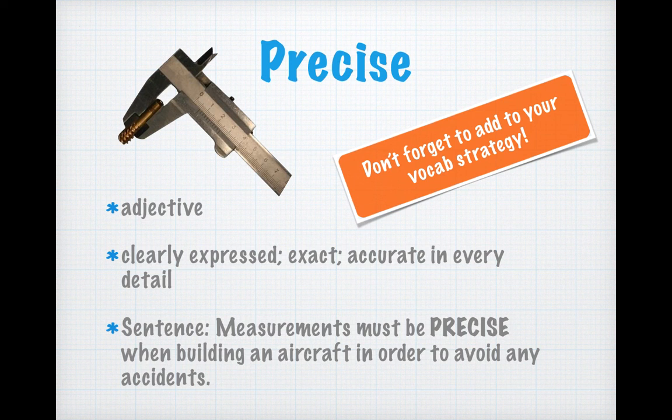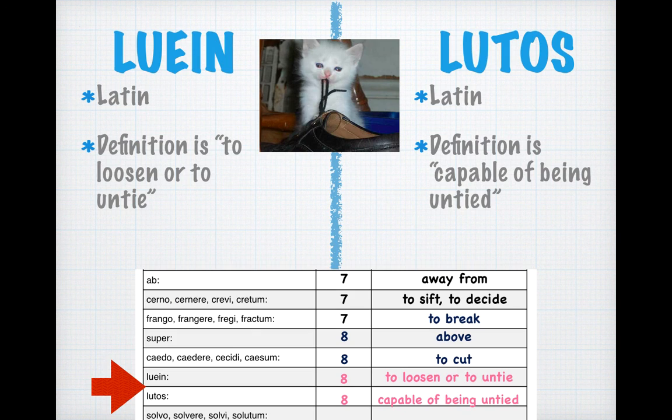The next root that we're going to learn has kind of two parts. On the left, you'll see the definition to loosen or to untie. And then on the right, you'll see the definition capable of being untied. Although these two roots are very similar, you do need to know the difference between their definitions. So both are listed separately on your root card, and make sure you write down which is which.